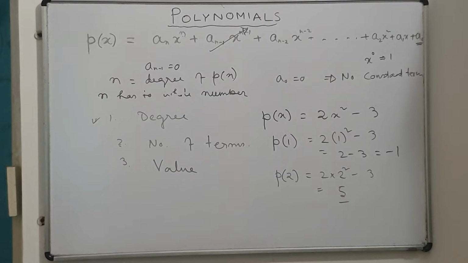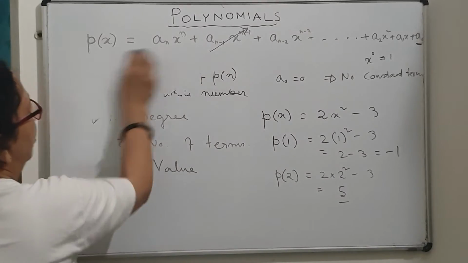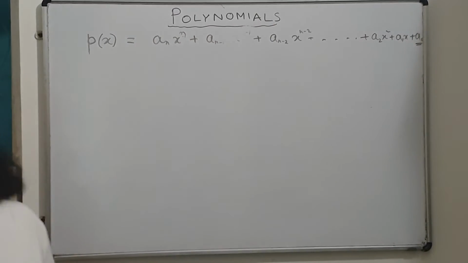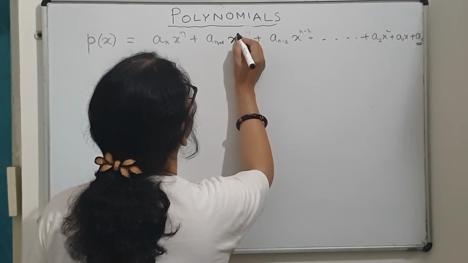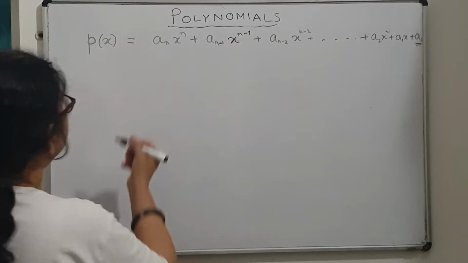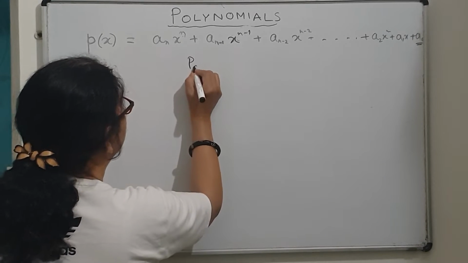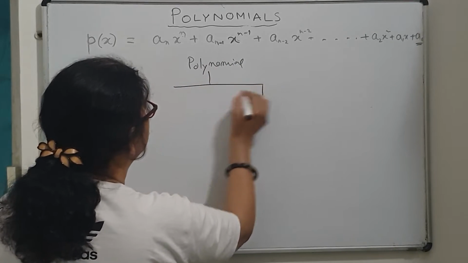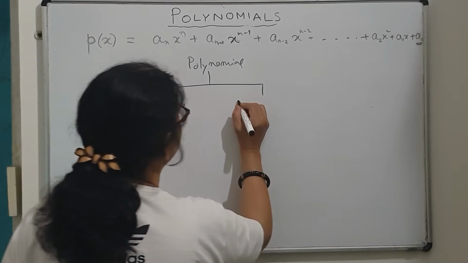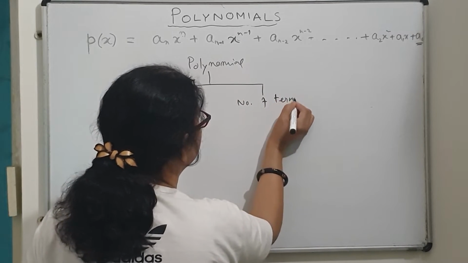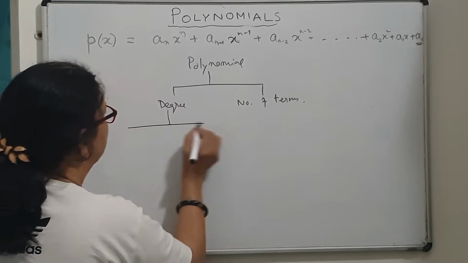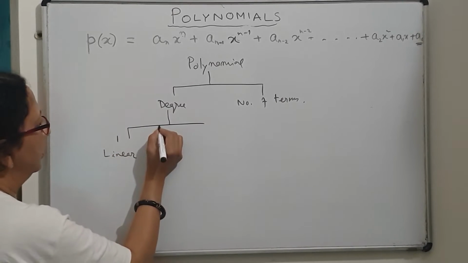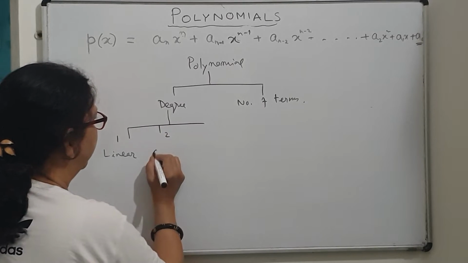Now let me write it in this way. So this is the general expression of a polynomial, x to the power n plus 1. So polynomials can be defined in terms of degree, and also I can define them in terms of number of terms. So you see, if the degree is 1, we say linear. If degree is 2, it is quadratic.